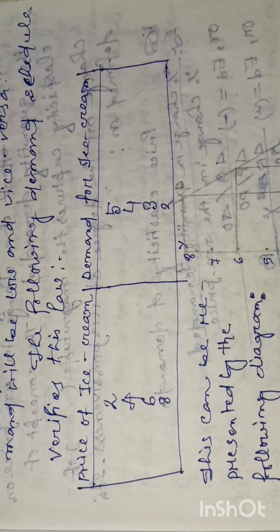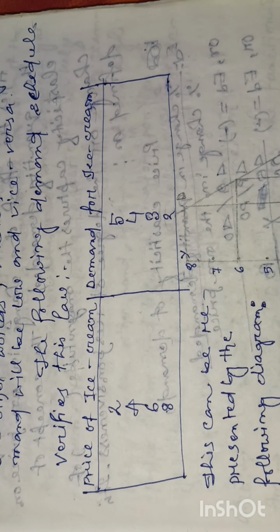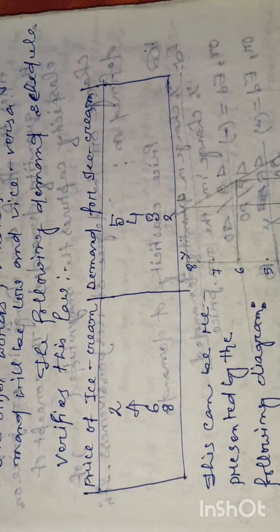Price of ice cream, demand for ice cream: 2, 5; 4, 4; 6, 3; 8, 2.